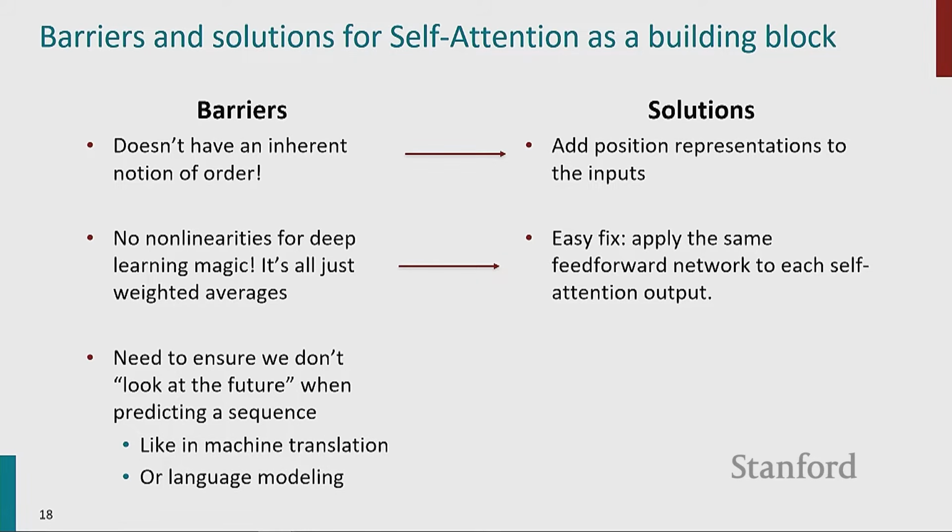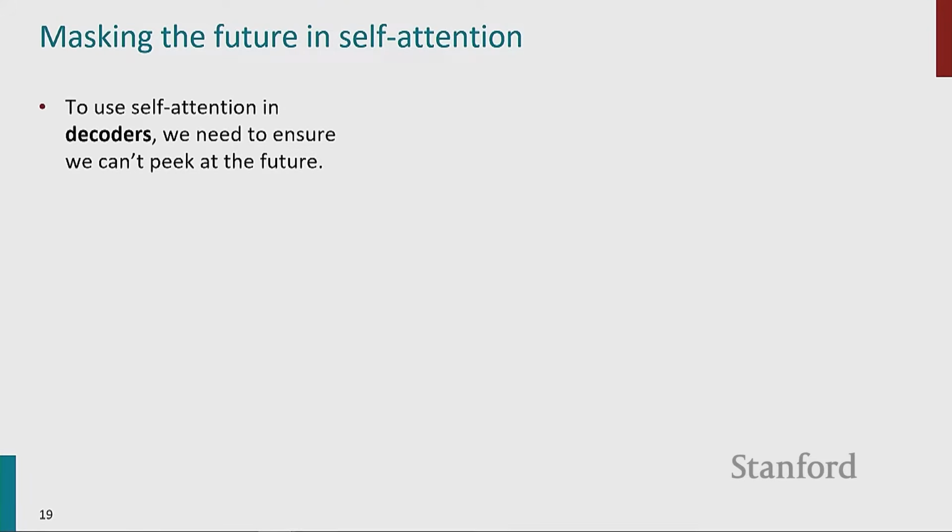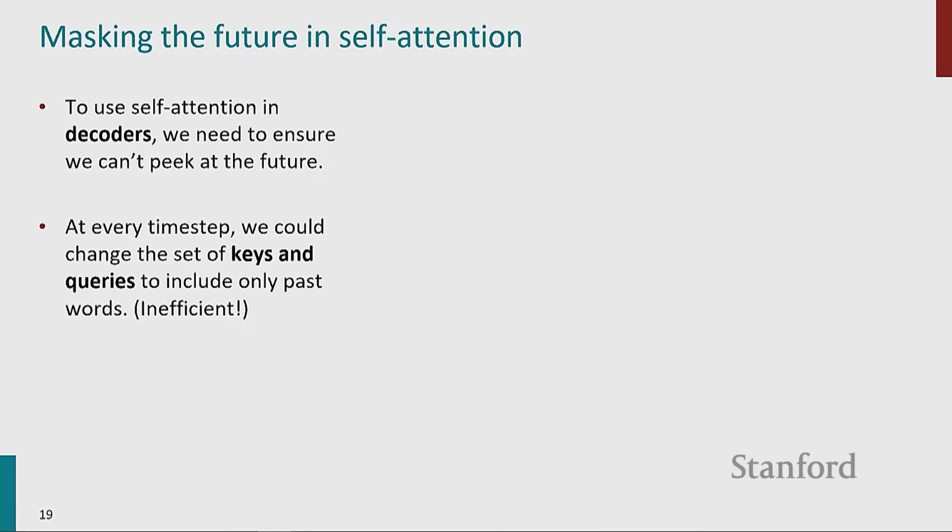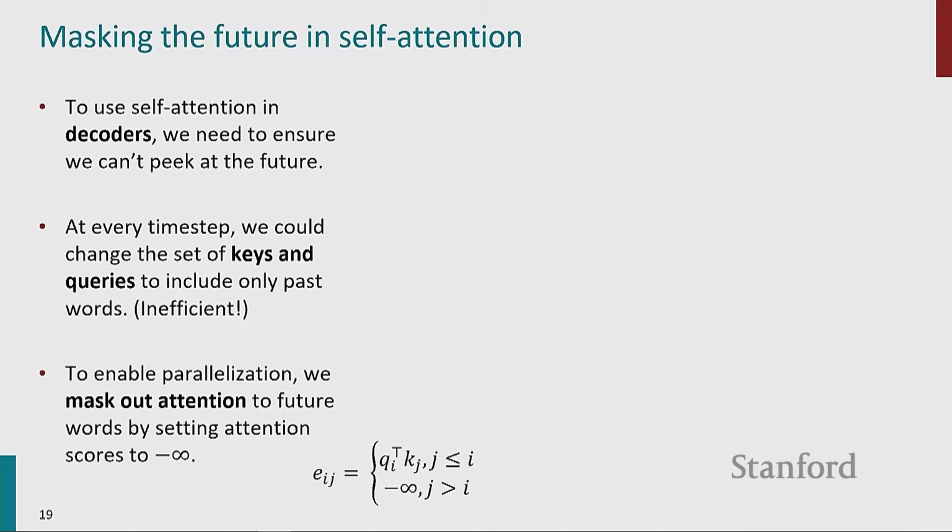And in practice, for some tasks, such as machine translation or language modeling, whenever you want to define a probability distribution over a sequence, you can't cheat and look at the future, right? So at every time step, I could define the set of keys and queries and values to only include past words. But this is inefficient. Bear with me. It's inefficient because you can't parallelize it so well.